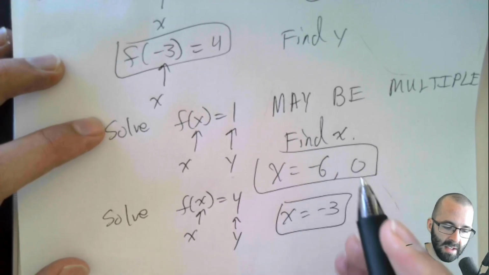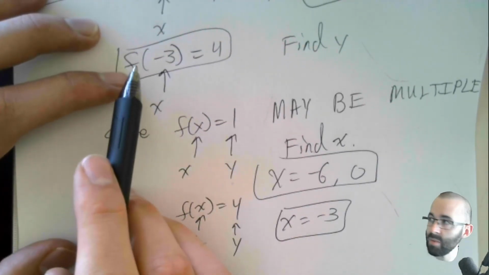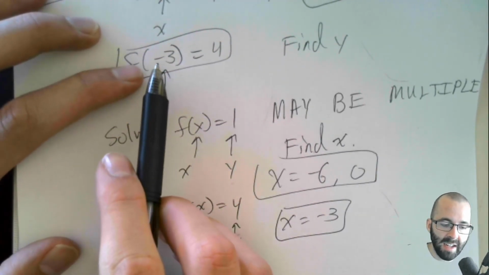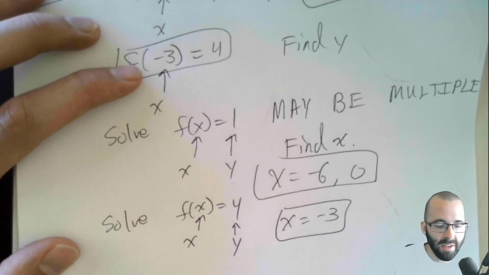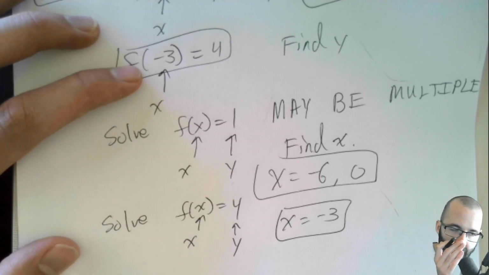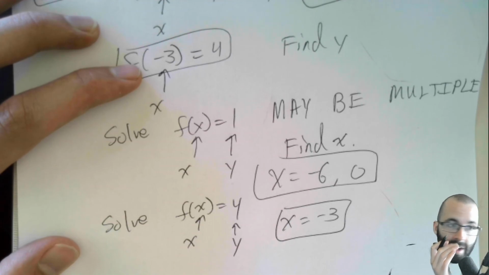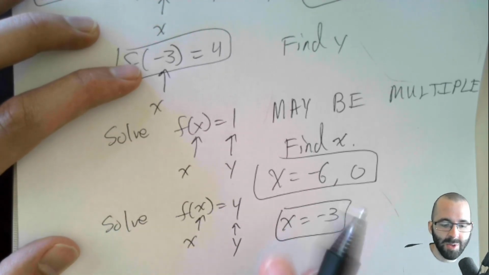All right. And this shouldn't be surprising, because we just showed up here that when x is -3, y is 4. So when y is 4, x is -3. There is that correlation here. That's going to come into play at the end of the chapter, when we talk about inverse functions, which is good stuff.